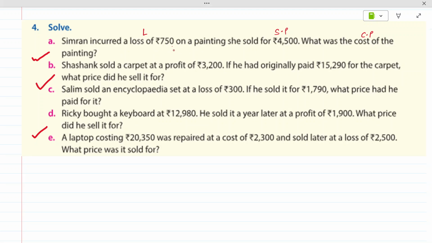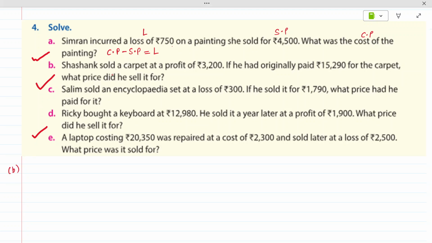Find out the answer. So it's a case of loss. That means CP is greater than SP. So we have CP minus SP is equal to loss. So as we have done earlier, we will put the value, we will have to derive the value of CP. We will put the value of SP as 4,500 and loss as 750. And with simple mathematical calculations, we will get the answer, the cost price of the painting. All right.